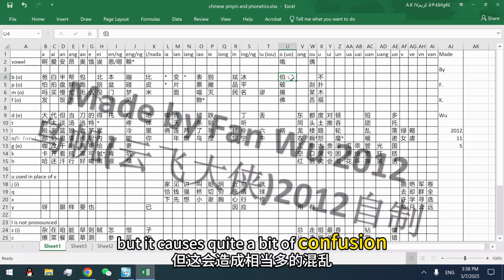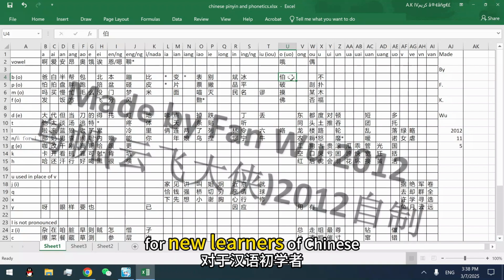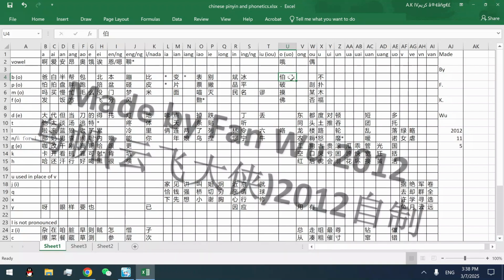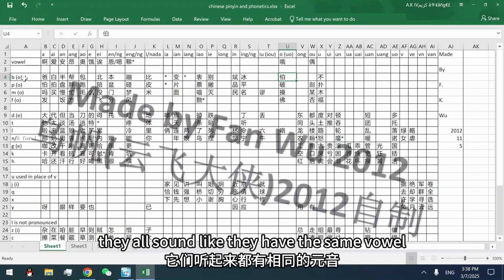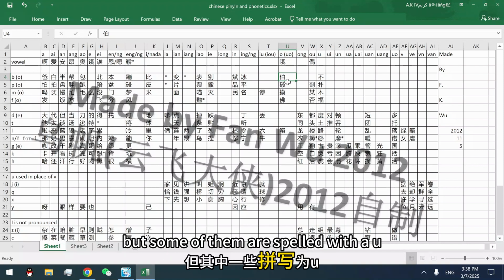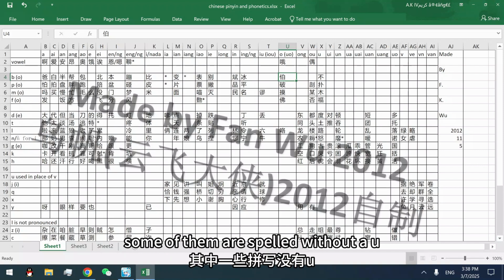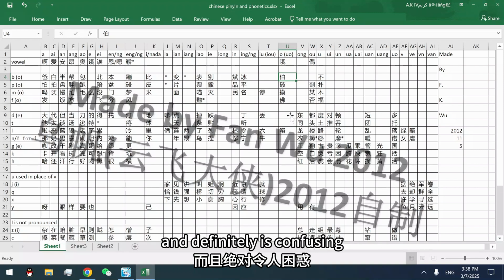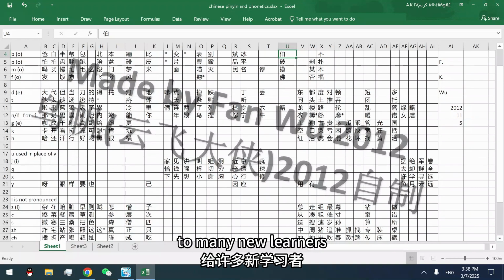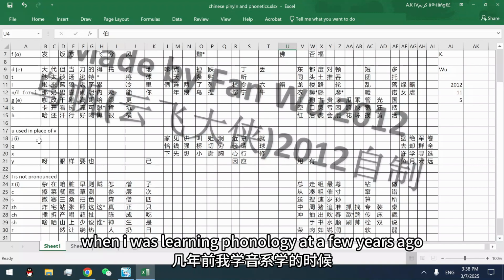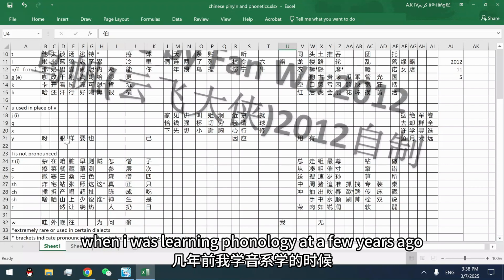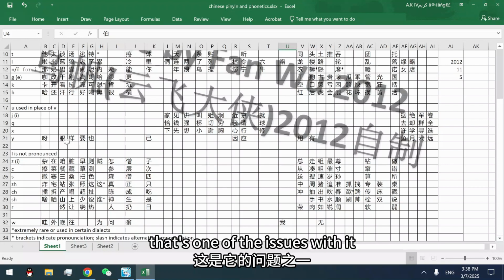But it causes quite a bit of confusion for new learners of Chinese, because, well, they all sound like they have the same vowel, but some of them are spelled with a U, some of them are spelled without a U, and it definitely is confusing to many new learners, and even me when I was learning phonology a few years ago. Okay, that's one of the issues with it.